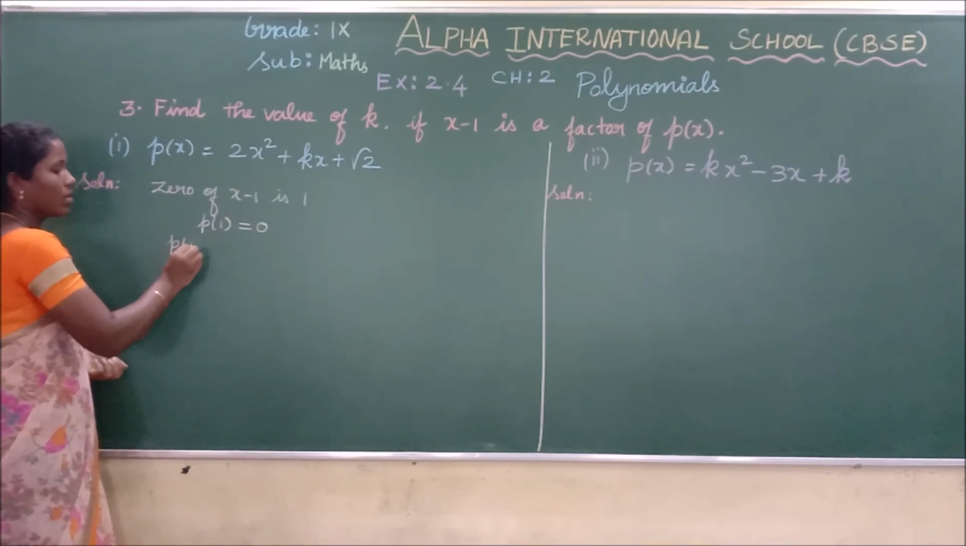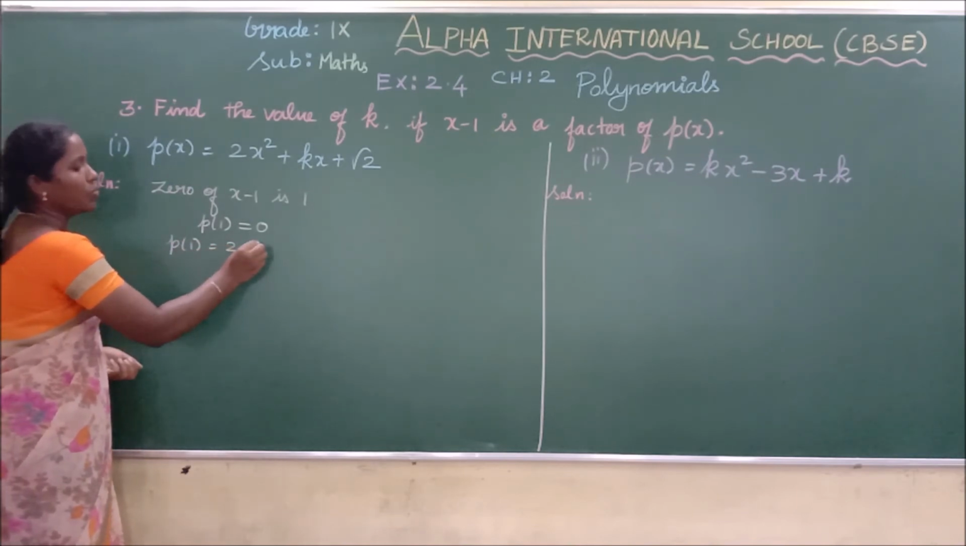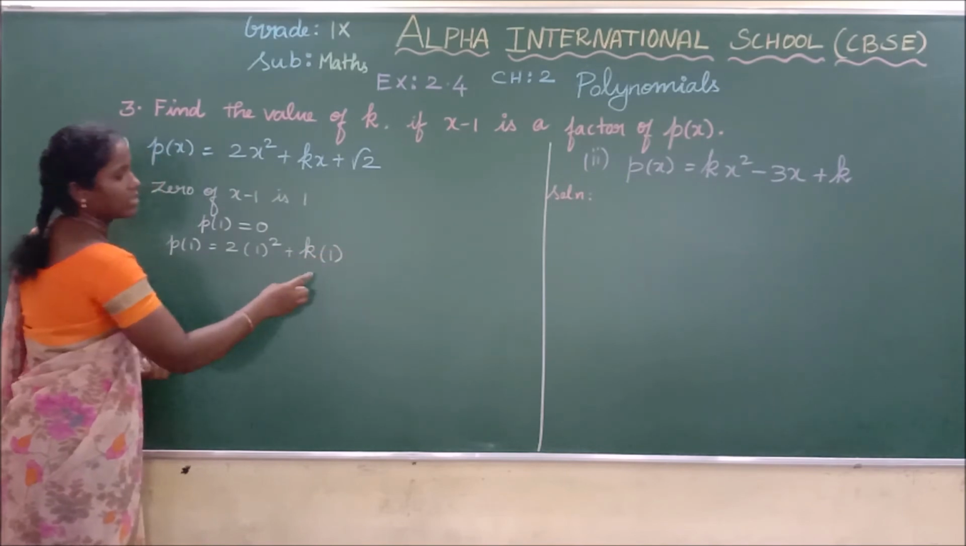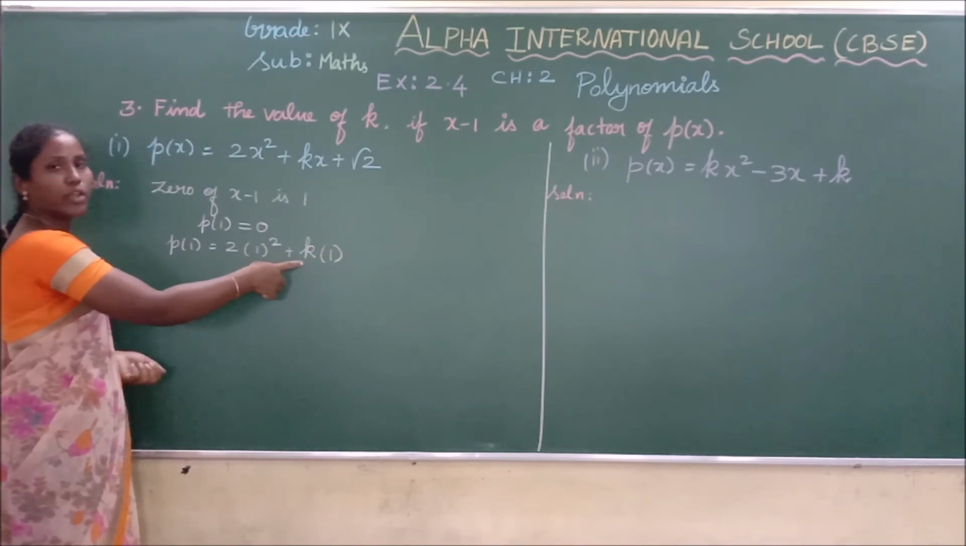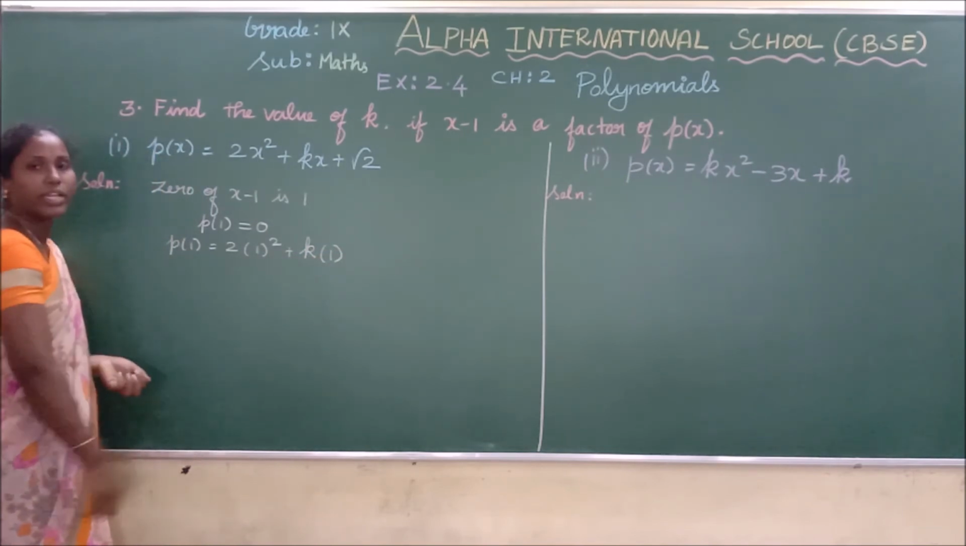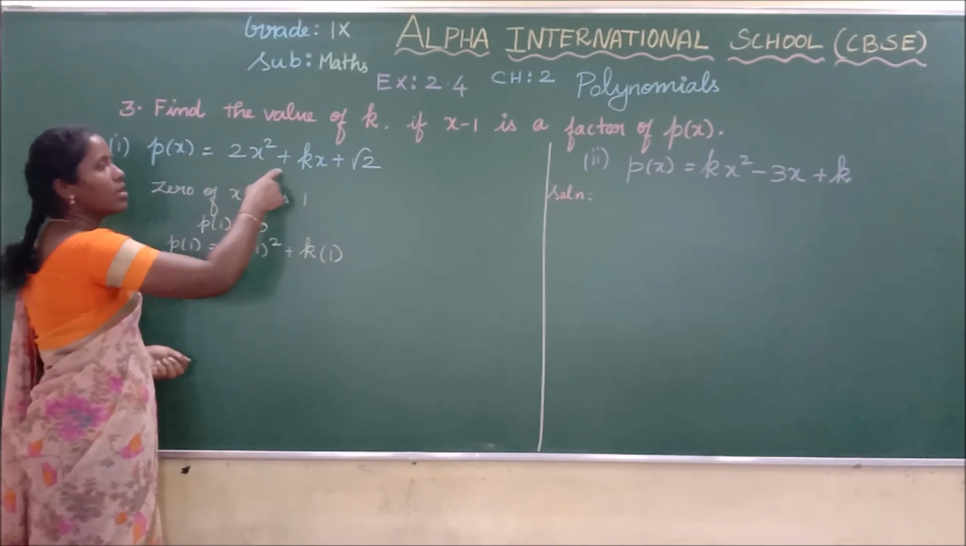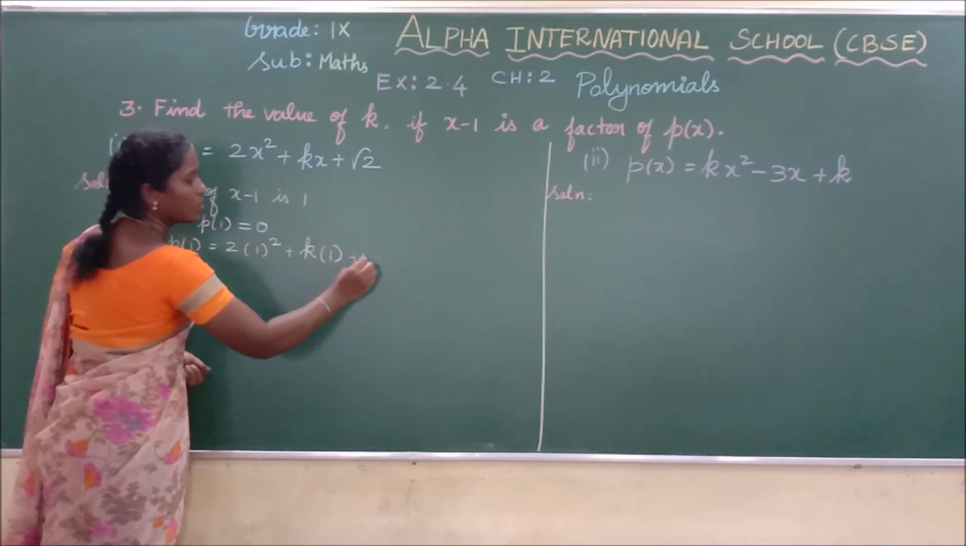So P of 1 is equal to 2 into 1 square plus k into 1. Just replace only x. You should not replace the value of k there. That is the unknown value. You have to find the value of k. So just replace the value of x. So 2 into 1 square plus k into 1 plus root 2.